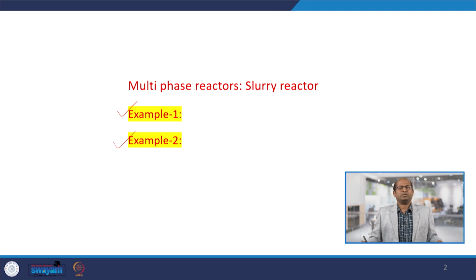By solving these numerical problems, we can get an idea about the various resistances: the gas phase resistance, absorption resistance, and diffusional resistance, that is external diffusion and internal diffusion. We will also see how much catalyst we have to charge inside the reactor for a specified conversion in a slurry reactor.